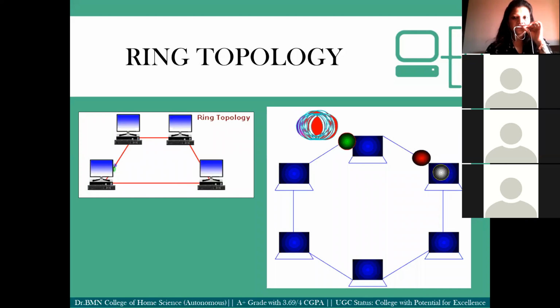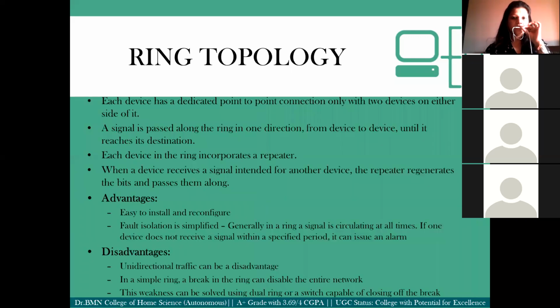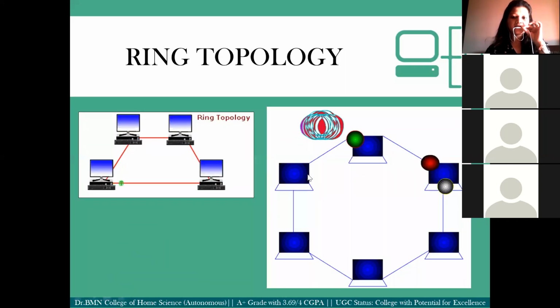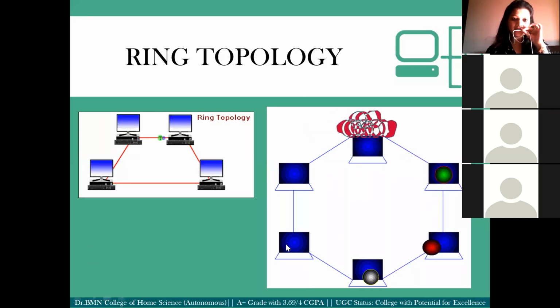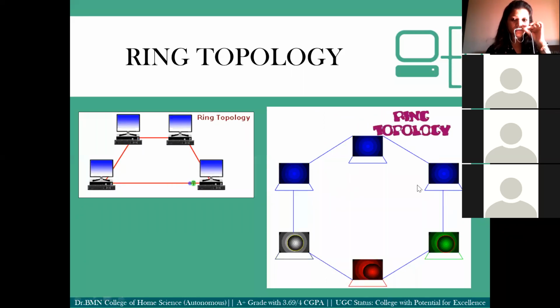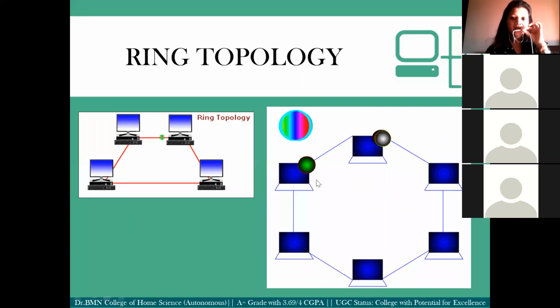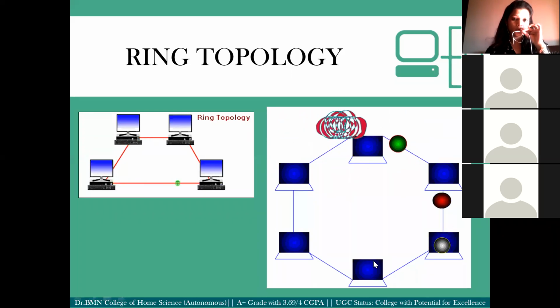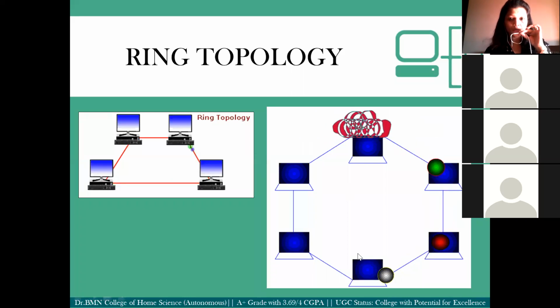Now I'll tell you what it is. Each device is connected using a point-to-point connection with only two devices on either side of it. This particular device is connected to this device and to this device directly using a point-to-point connection. Is this machine connected to this machine? No. Is this machine connected to this machine? No.